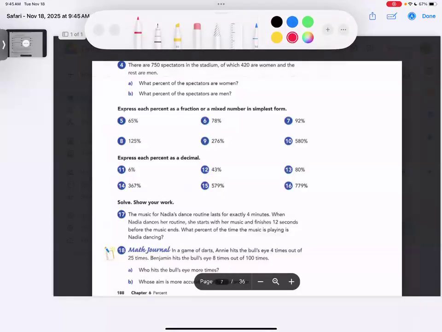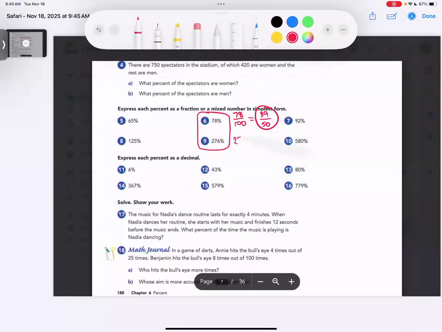So express each percent as a fraction or a mixed number. Well, I'm only going to do 2. I'm only going to do these 2. And you should be able to do those 2 based on these solutions. So 78% is 78 over 100. And I need to simplify it down. Okay, well, I'm going to divide by 2. And I get 39 out of 50. And that's the simplest form because 39 and 50 don't share any common factors.